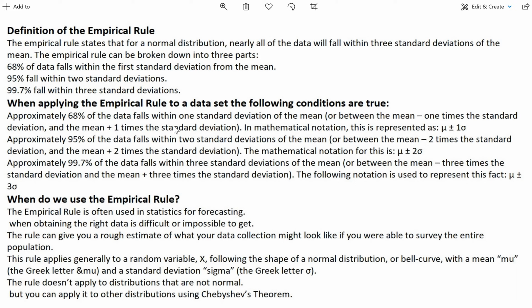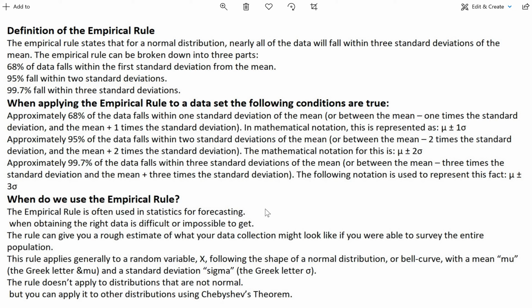Okay, when we are applying this rule to a data set, these conditions will be true. As I explained, mu is the arithmetic mean, so mu plus or minus 1 sigma, where 1 sigma is nothing but the standard deviation. So 68% of data lies within this, 95% of data lies within mu plus or minus 2 standard deviations, and 99.7% of data lies within mu plus or minus 3 standard deviations. Sigma represents standard deviation.